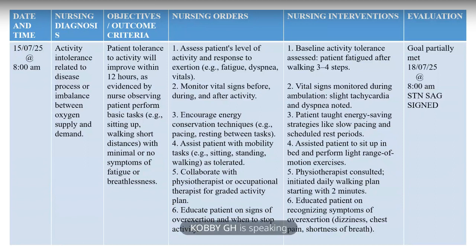Okay, good. Now, you see this one too, if you write a problem like this, general body weakness, you can't solve it within the exams period. So it will definitely be partially met. So you see patient tolerance to activity would improve within 12 hours, as evidenced by... if it is 12 hours, then I think here it will be PM, right?